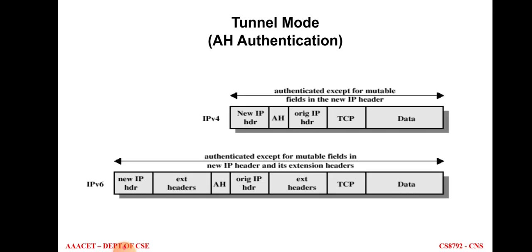So what is tunnel mode in AH authentication? In tunnel mode AH, the entire original IP packet is authenticated, and AH is inserted between the original IP header and the new IP header. So in tunnel mode, the entire inner IP packet is protected by AH, that is the authentication header. The outer IP packet is protected except for mutable and unpredictable fields. So this is the concept of authentication header in tunnel mode.